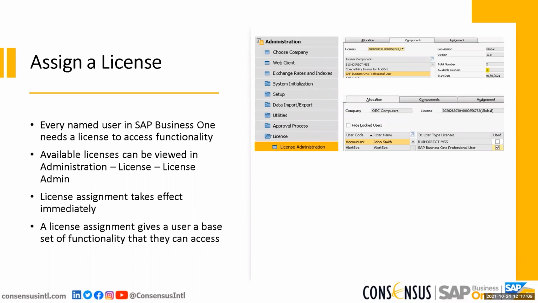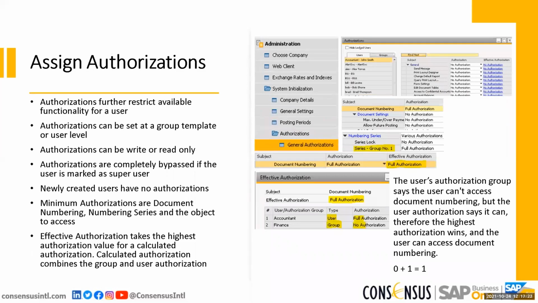A license assignment gives a user a base set of functionality, so a base set of modules that they can access in the system. For professional, that means all modules, but for financial, that means only finance-related modules. Next, we'll have to assign authorizations to this user.